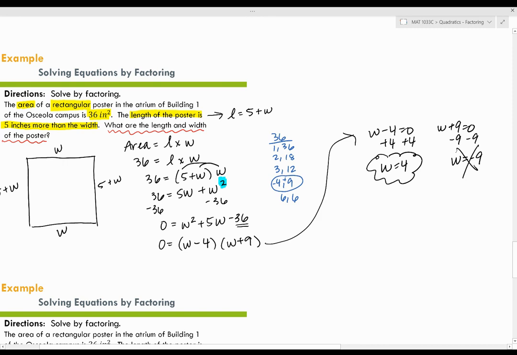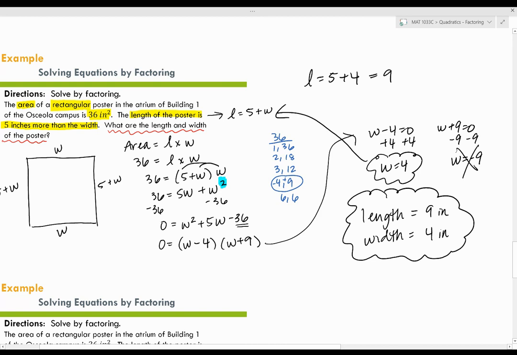okay? But remember, they want us to find the length and the width. So we just found the width. So in order to find the length, we can plug W equals 4 into our equation for length. So that means L equals 5 plus 4, which equals 9. Okay. So if they ask us for our dimensions, well, our length we just found is 9 inches, and our width is 4 inches. So we have a 9 by 4 poster.